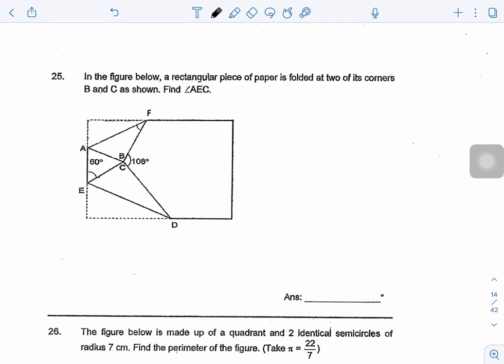Question 25. In the figure below, a rectangular piece of paper is folded at 2 of its corners, B and C, as shown. Find angle AEC. Angle AEC is over here. Always look for the angle you're trying to find first. Alright, now with folded papers, there's usually a right angle. So this is right angle, that means this is right angle. This is right angle. When it's folded up, it's still right angle.